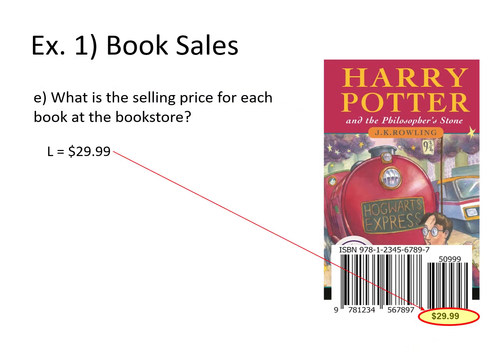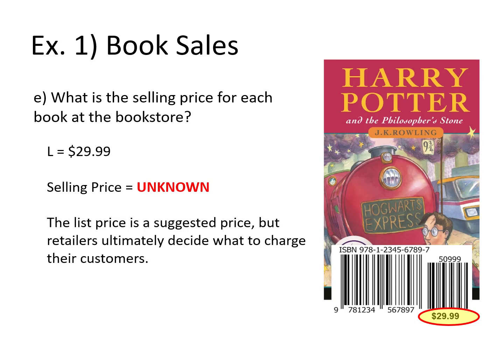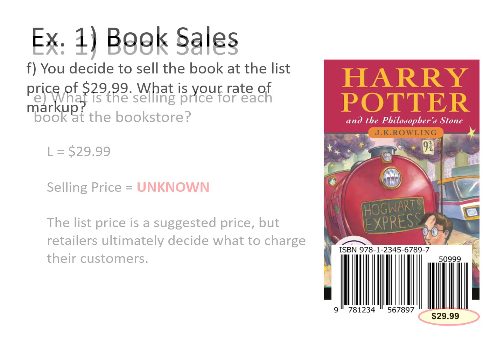Well, we have a list price of $29.99. Now, does that have to be the selling price? Actually, it doesn't. It's a suggested retail price, but ultimately it's up to the retailer how much they charge for the book. They can sell it at any price they want. The list price is a suggested price, but retailers ultimately decide what to charge their customers. So we don't know what the selling price is yet.